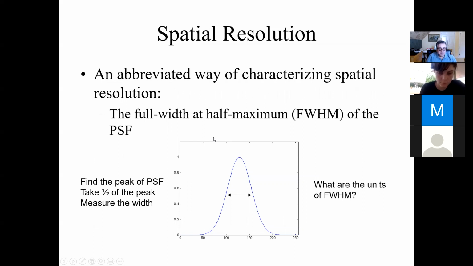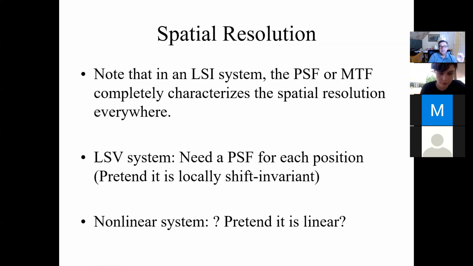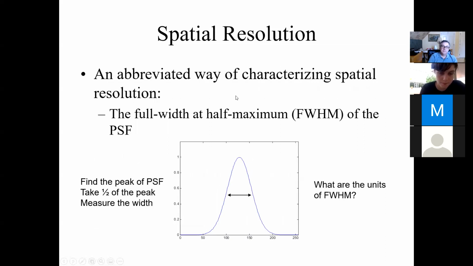The abbreviated way of characterizing, and I'll step back and say, to completely characterize it, you need the whole PSF, right? But that's a lot to try to communicate. And so in an abbreviated way, we often use full width at half maximum of the point spread function. So you get the point spread function, you find the peak, you take half of the peak and measure how wide it is at that point.